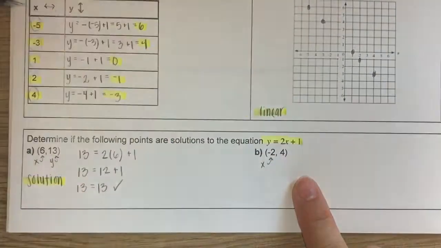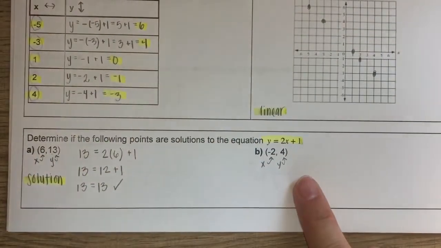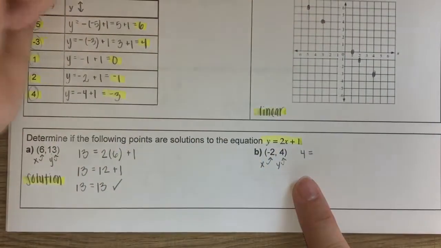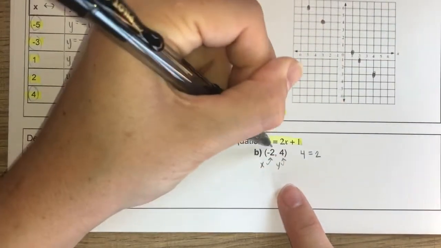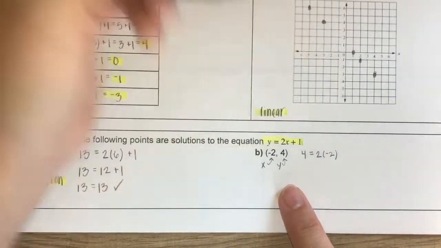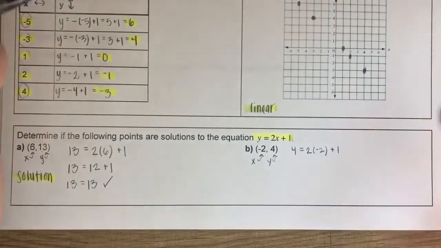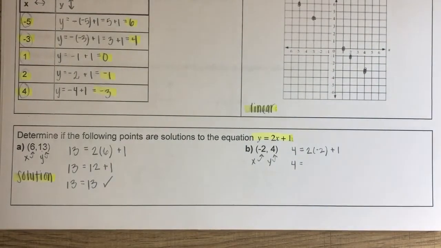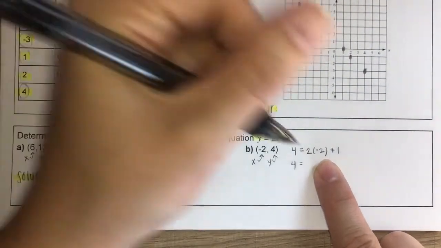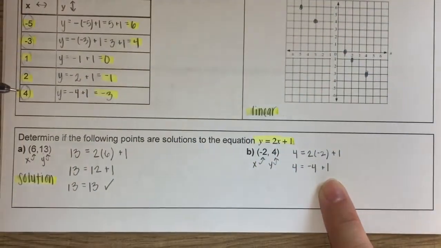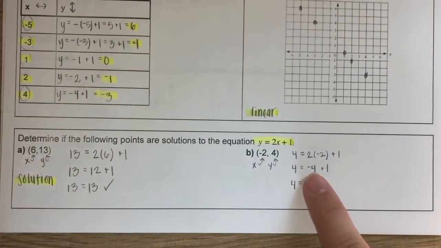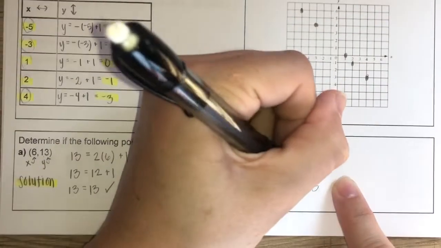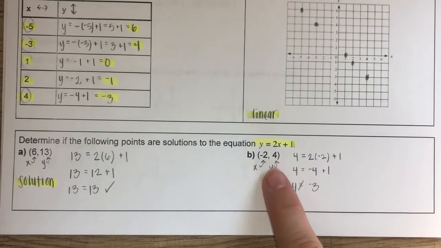And then for B, we're checking the point (-2, 4). So negative 2 is going in for x, and 4 is going in for y. So our equation y equals 2x plus 1, 4 will go in for y. So 4 equals 2 times negative 2, and then plus 1. And then we're just going to simplify the right side to see if it ends up as 4. So 2 times negative 2 is negative 4 plus 1. And then 4 equals negative 4 plus 1, so negative 4, and then we go up 1 to negative 3. So 4 is not equal to negative 3, so this point is not a solution to this equation.